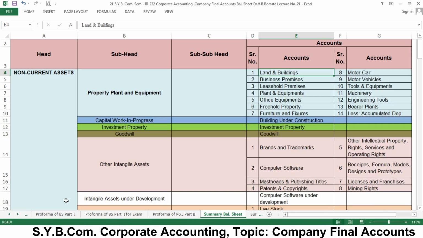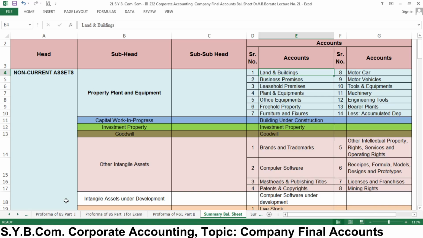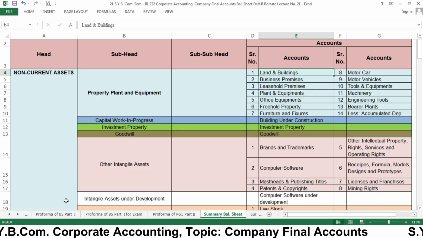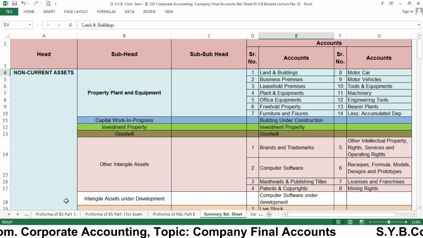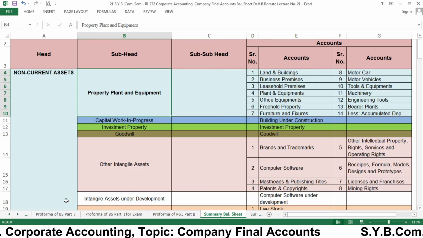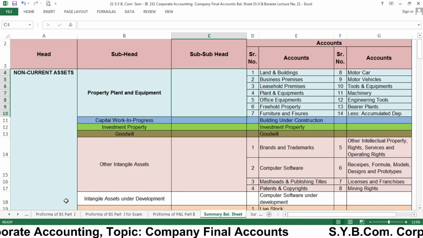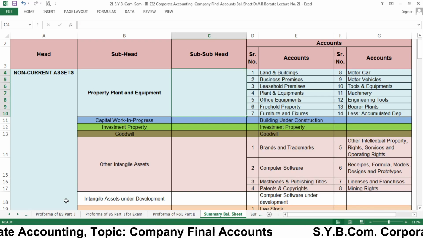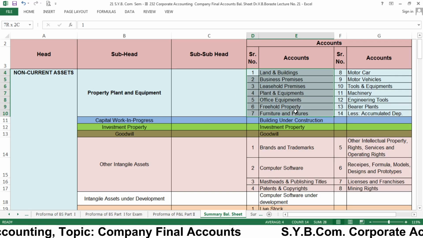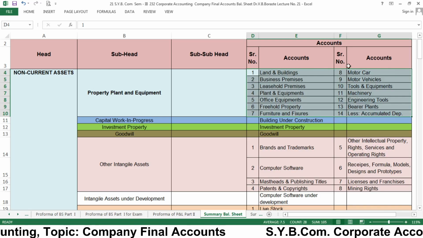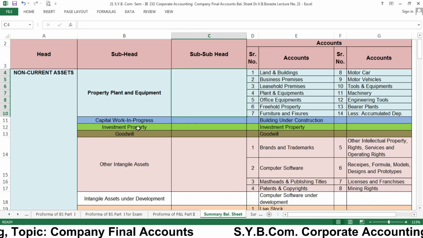deduct it from these assets. Bearer plant, which we have already discussed in that accounting standard lecture, means the plant which bears and from which income is to be generated. So these are the assets, property, plant and equipment, where when we are going to prepare the company final accounts, at that time we have to prepare one note which is called property, plant and equipment, and all the assets are going to be mentioned there. You can see here the assets which we have to mention under the head property, plant and equipment. The second one is work in progress.